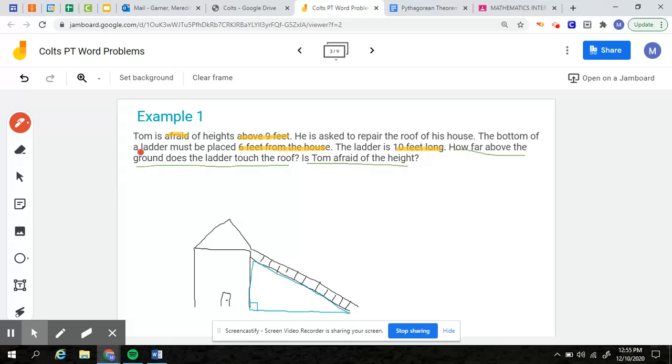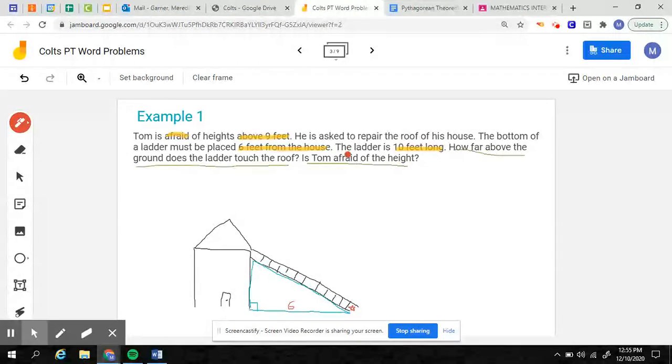So if we go through the text, Tom is afraid of heights above 9 feet. That's not telling me anything about my picture, right? It's not saying the house is 9 feet, the ladder's 9 feet. That's just about Tom, so we can ignore that part for now. The next is the bottom of the ladder must be placed 6 feet from the house. Okay, well, here's the bottom of the ladder. I just put a red star there. It must be 6 feet away from the house. So this bottom side there has to be 6.